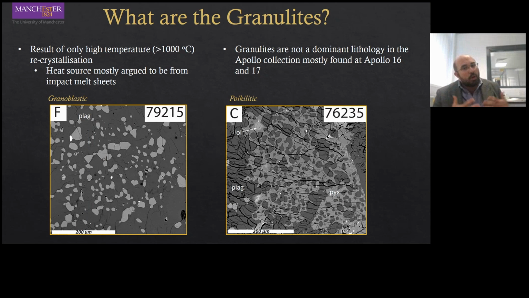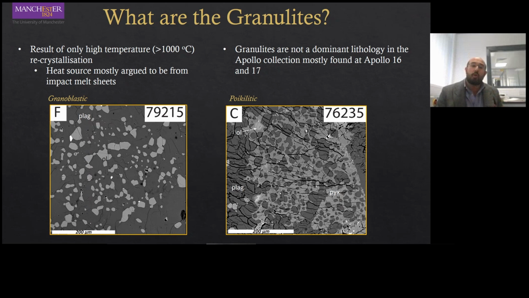exactly. I mean, they're not a particularly dominant lithology in the Apollo collection. They're mostly found at Apollo 16 and Apollo 17 landing sites, and there's a handful of well characterized meteorites as well. But essentially, these are, as I just mentioned, metamorphic rocks that are the result of high temperature recrystallization of the crust. And when I say high temperature, we're talking somewhere around 1000 to 1100 degrees C.